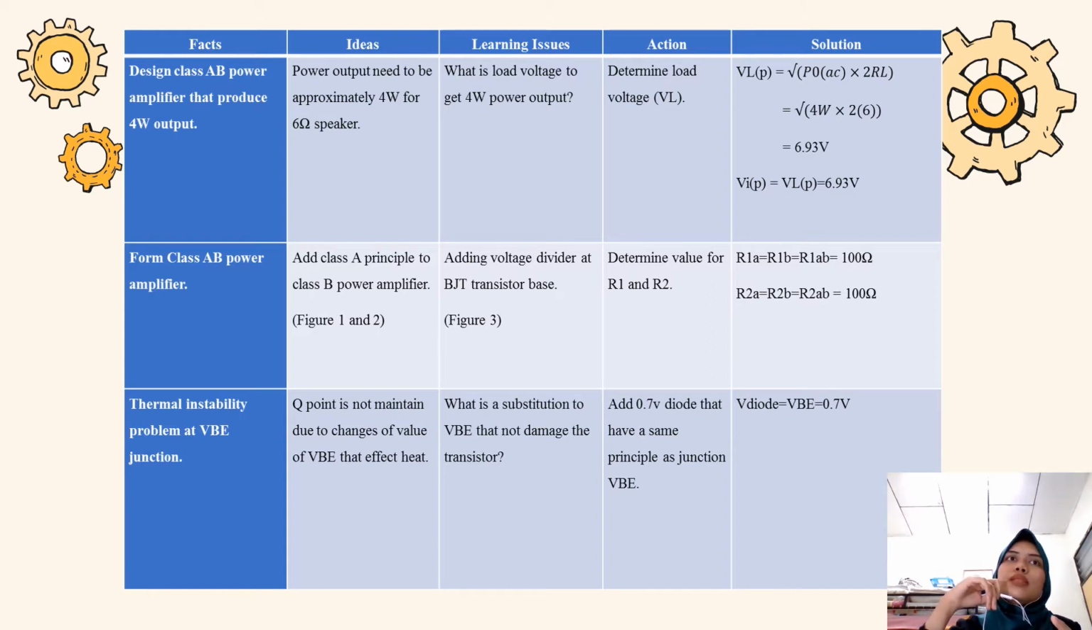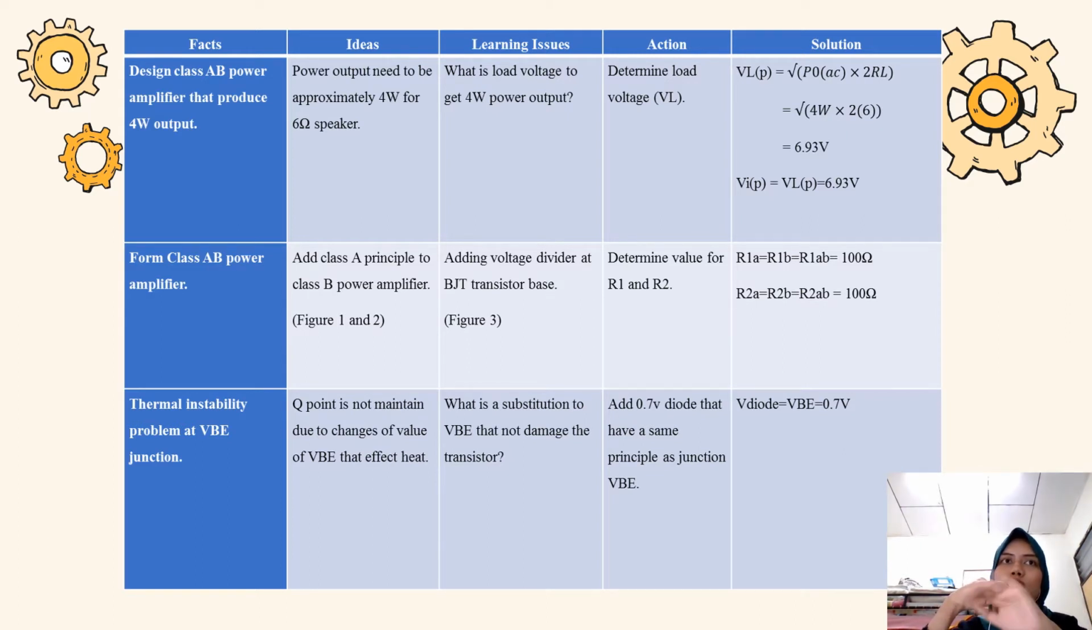The second problem is that we need to form a Class AB power amplifier. As we know, the Class AB power amplifier comes from the addition of the Class A principle to the Class B power amplifier. From that, we add the voltage divider at the BJT transistor base. From the formation of the Class AB power amplifier, we need to determine the values of R1 and R2. So we assume R1A equals R1B equals R1AB equals 100 ohm, and R2A equals R2B equals R2AB equals 100 ohm.